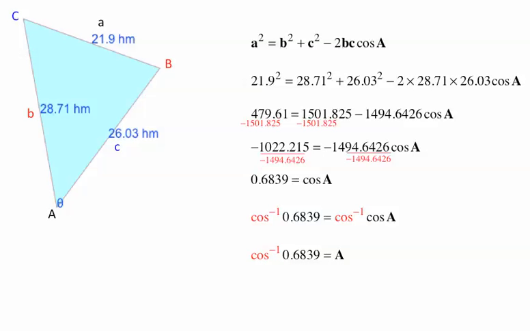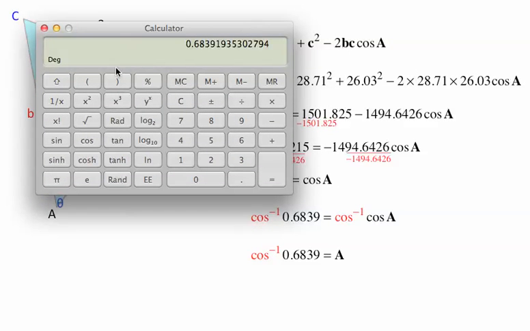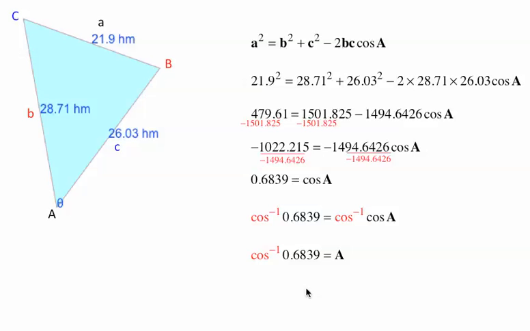Once again, time for the calculator. And remember, we're not taking the inverse cosine of just 0.6839, but this whole number that's in the calculator. So shift cosine, and that gives us 46.84932. It goes on for a while, degrees. And there we are. And that's our final answer.